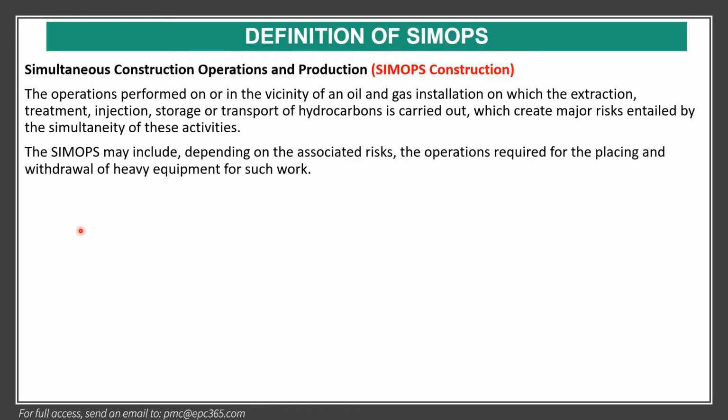Definitions of SIMOPS. One kind is SIMOPS construction, which is the operation performed on or in the vicinity of an oil and gas installation on which the extraction, treatment, injection, storage, or transport of hydrocarbon is carried out, which creates major risk entailed by the simultaneity of these activities. The SIMOPS may include, depending on the associated risk, the operations required for the placing and withdrawal of heavy equipment for such work.